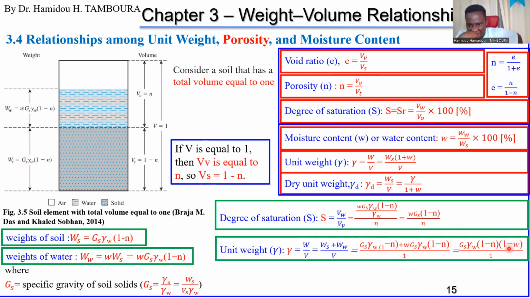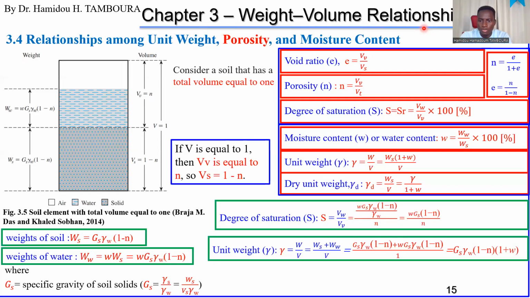So by simplifying, you can obtain this formula. I think there is a mistake here. Let me correct it. Yeah, I think it should be plus here. Here should be plus. Let me correct this, and we continue, okay? Okay, I have corrected this. So it should be plus here, okay?